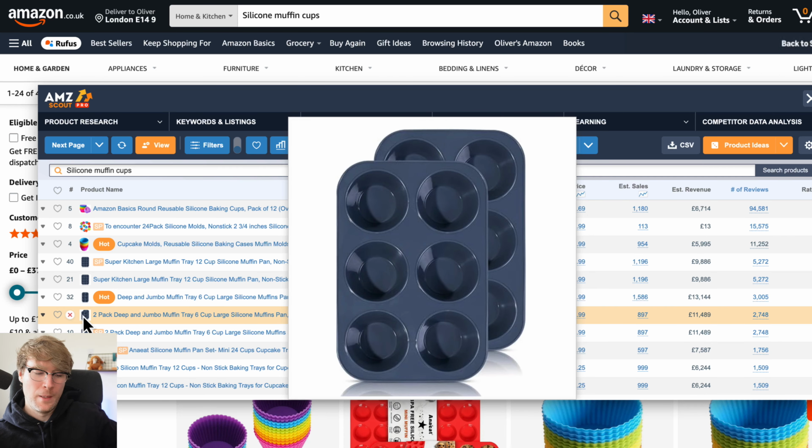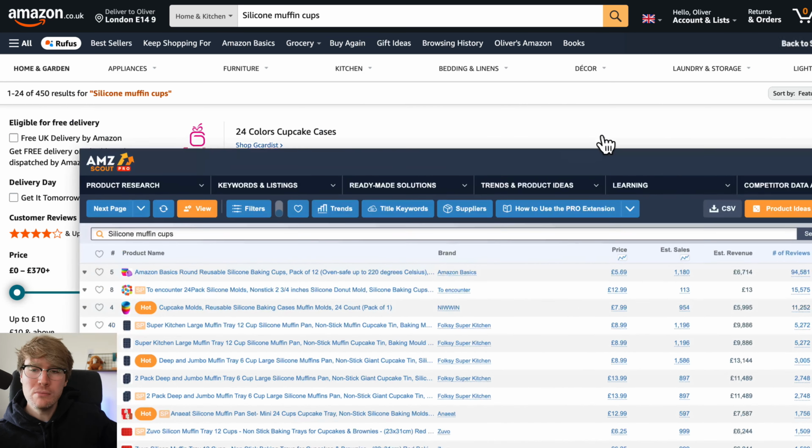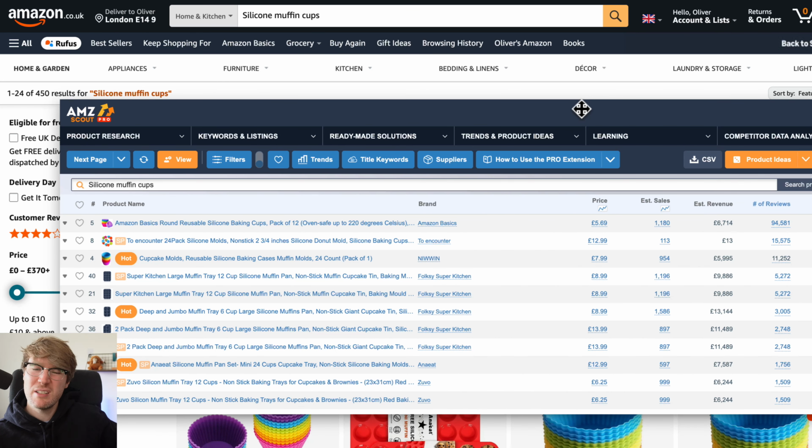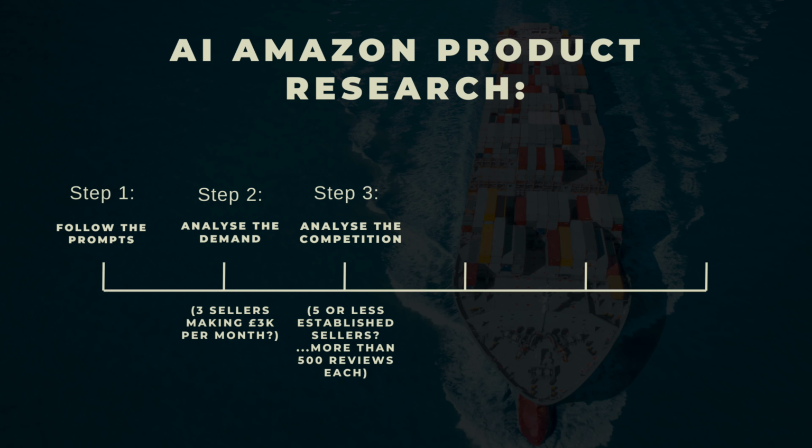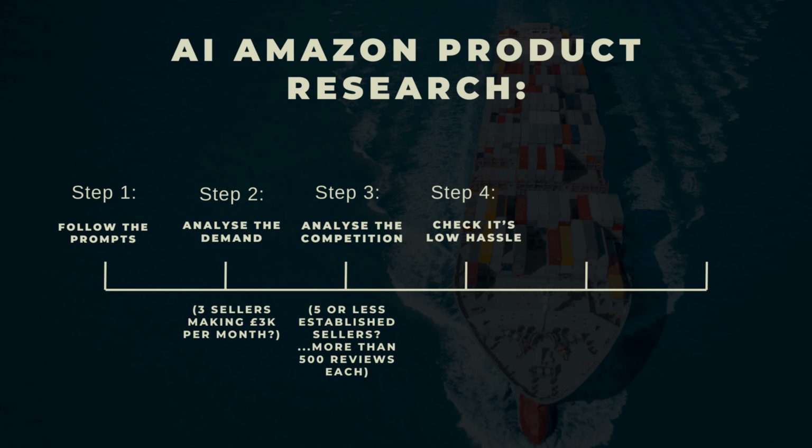All right. So we've had a look at the competition. It's not ideal, but it's manageable. So we're going to move on to step 4. Check if it's low hassle.